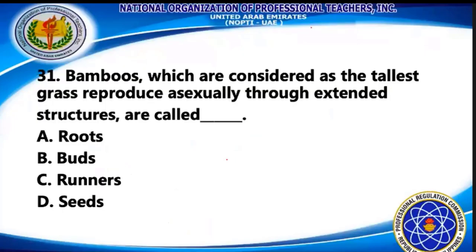31. Bamboos, which are considered as the tallest grass, reproduce asexually through extended structures called blank. Paano ba nag-reproduce ang bamboo? Ano ba yung tinatanim? Roots ba? Buds? Runners? Or seeds? Definitely, wala namang seed ang bamboo.